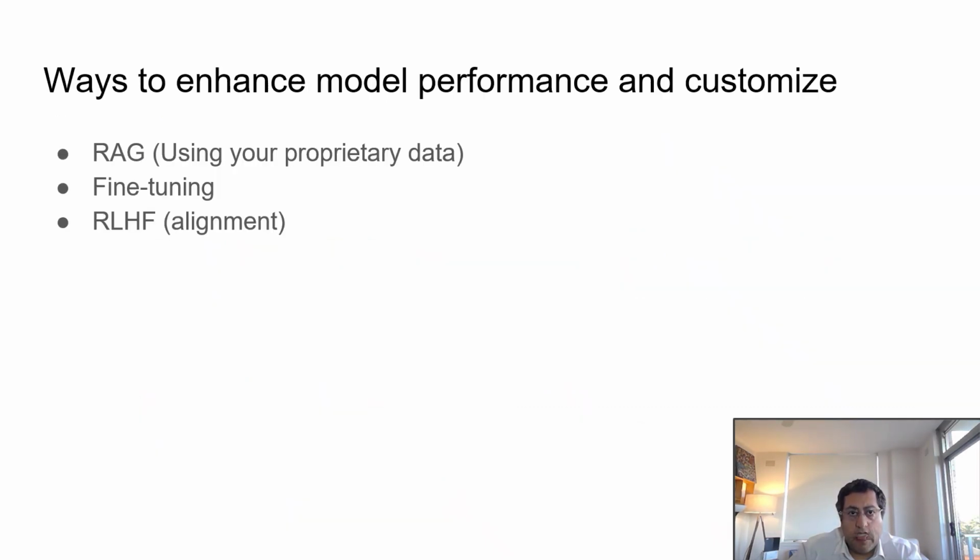So ways to enhance model performance and customize them. One of them is RAG, which is basically using your proprietary data. One is fine-tuning, and one is RLHF, which is reinforcement learning with human feedback. RAG doesn't change the foundation model, but enhances it with your proprietary data, fitting the data together with the prompt. Fine-tuning and RLHF lead to change in the models themselves, creating a customized version for the clients.